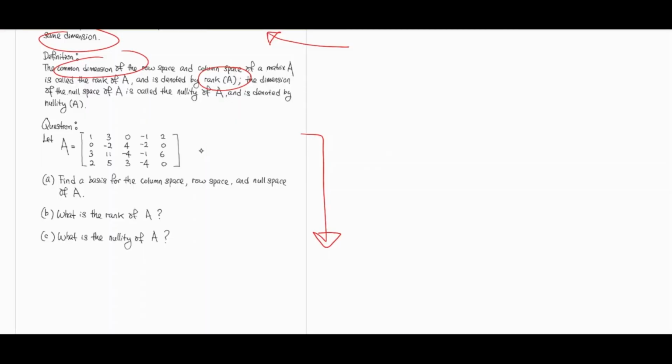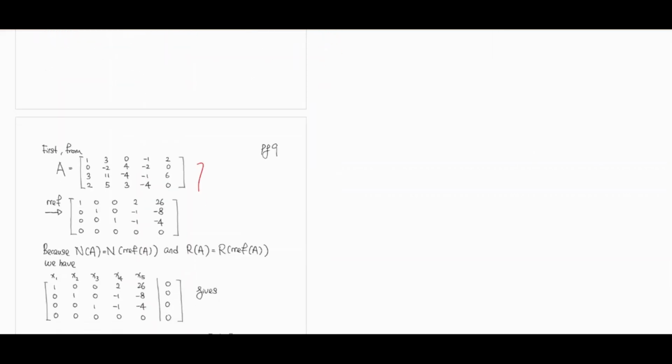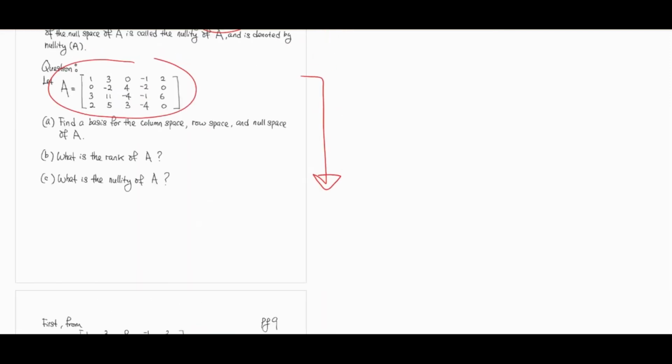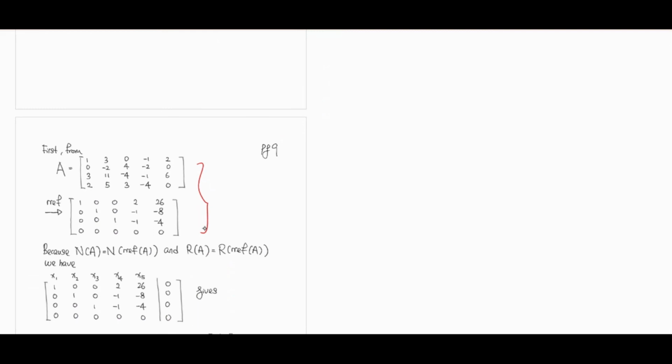All right, welcome back. So how do we solve this problem? Well, first thing you do is take this matrix and row reduce it to the RREF matrix. We want to find the basis for the row space, column space, and the null space. For the row space, you just select these three vectors. These three vectors will form a basis for the row space.